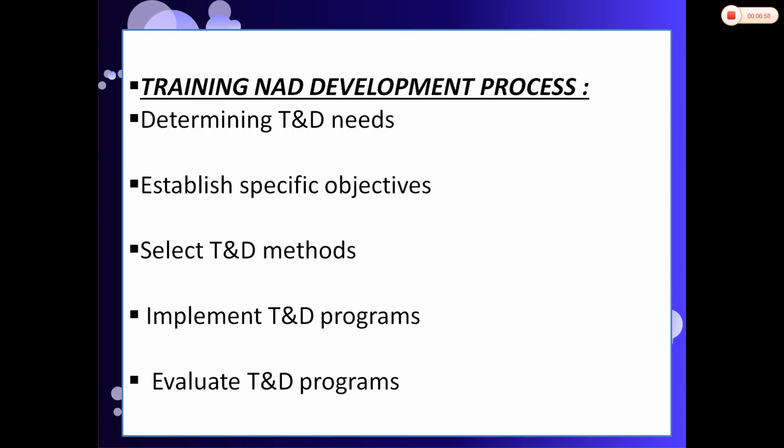And next one is the training and development process. The next slide explains what the process of training and development is, how training and development will be designed by the organizations. It is a series of 5 steps. In the first step, we have to determine what the training and development needs are. The second one is the specific objectives of training and development. The third one is methods of training and development. Fourth, implementing training and development programs. And the last one is evaluation of training and development programs.